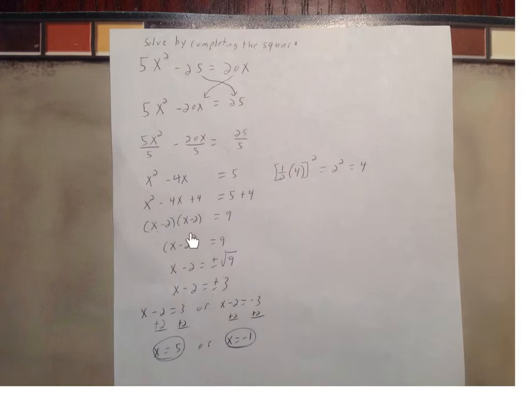And then this side you want to factor. It should always factor down to a binomial square. And you use the square root property. Square root of 9 is 3. Don't forget the plus or minus.